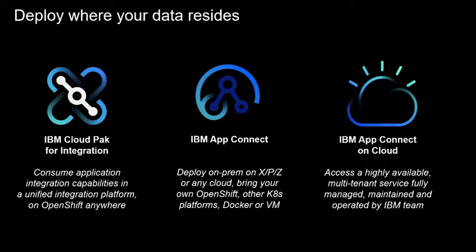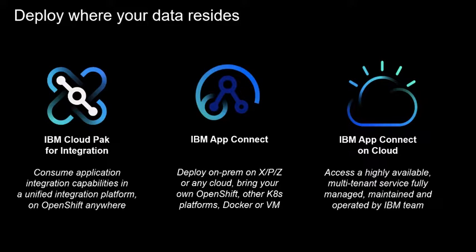So deploy your integration solutions where your data resides. IBM offers different types of deployment options. You can deploy it on your virtual machines, on your containers, on your Kubernetes, hybrid or multi cloud, as per your client's need. You can deploy it in IBM Cloud Pak for integration using your IBM App Connect and IBM App Connect on cloud.